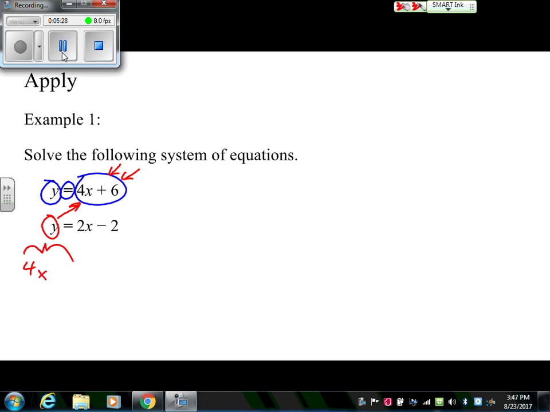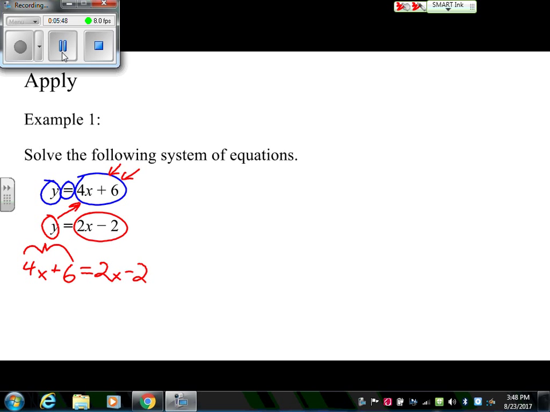So I have 4x plus 6, which is replacing y, is now equal to everything that my y in my second equation was equal to, 2x minus 2. So I substituted. I replaced y with the value from the first equation into the y value for the second equation. And now I've got just sort of like a regular algebra problem with a single variable.